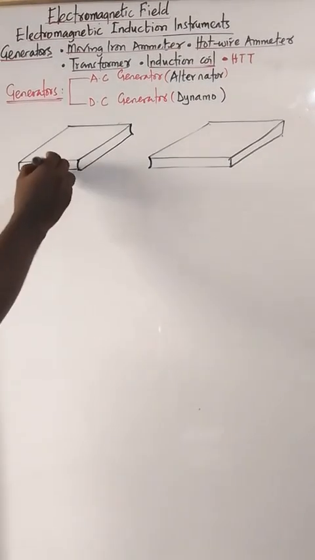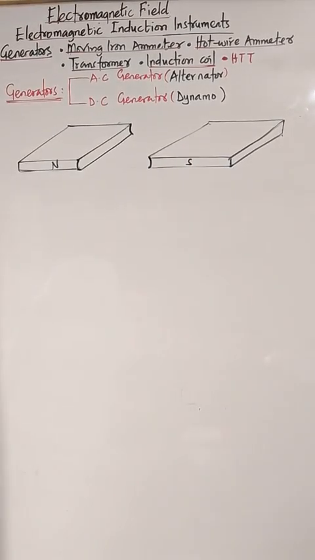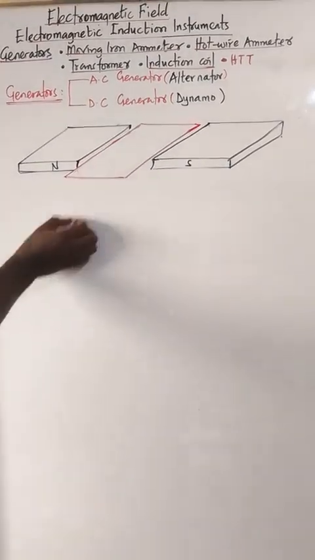Similar to a motor, we have a strong magnetic field. Then we have the armature in between. Then we need a commutator.